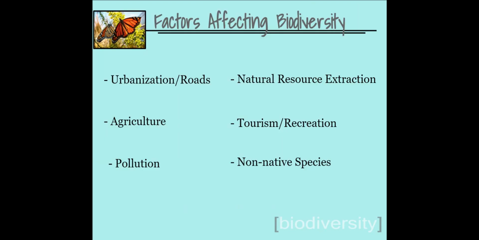And this is just kind of the last few things that are affecting biological diversity. So now we know what biodiversity is: a variety of species living in the same environment. These are things that can cause biodiversity to drop: creating roads or cities, farming, pollution, removing natural resources such as trees, coal, mining for other stuff, tourism and recreation, or what we call non-native species. All of these can cause biological diversity to decrease.